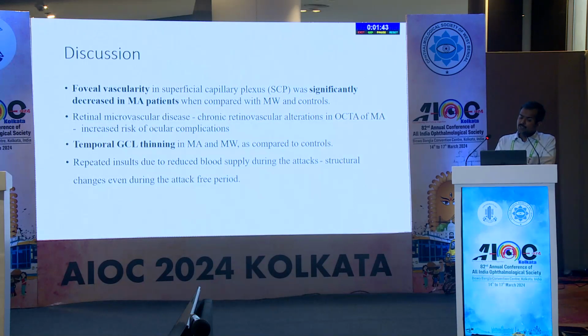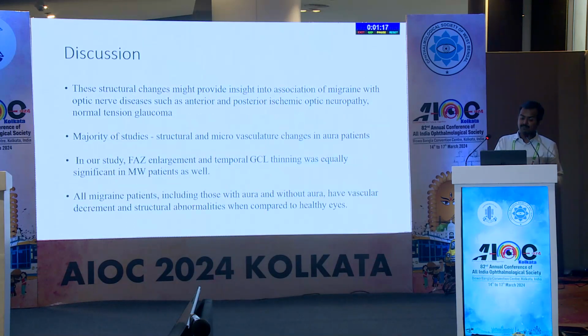Foveal vascularity in the superficial capillary plexus was significantly decreased in migraine with aura patients. This finding supports that it is a retinal microvascular disease, and it can be related to increased risk of ocular complications in migraine patients. Temporal peripapillary GCL thinning was seen in migraine patients. The repeated insults due to reduced blood supply during the attack can result in structural changes even during the attack-free period. These findings might provide insight into the association of migraine with optic nerve diseases such as anterior and posterior ischemic optic neuropathy and normal tension glaucoma. Majority of studies have shown structural and microvascular changes in aura patients.